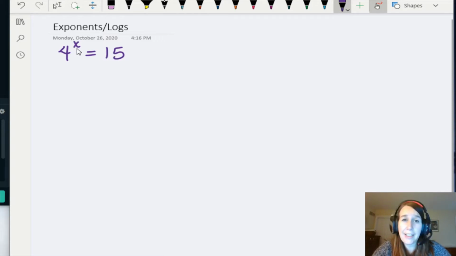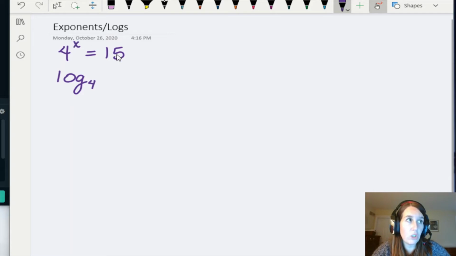We could guess, right? Should be a little less than 2, I think, because 4 squared would be 16 and 15 is just a little bit less. But if we want to find it out exactly, we're going to turn it into log form and let our calculator evaluate the log. So the base, when you change to log form, write the word log, and then the base stays the same. So now the base in log form goes down here. So the base stays on the bottom.